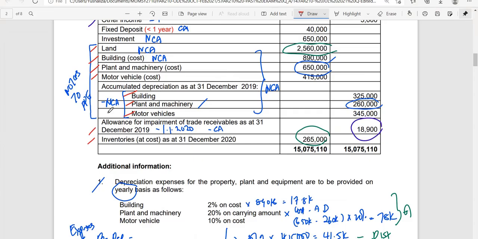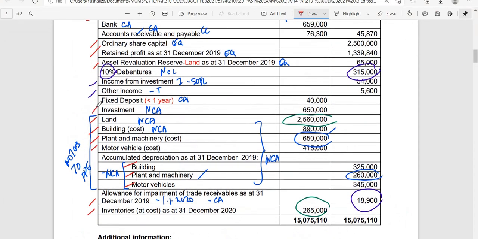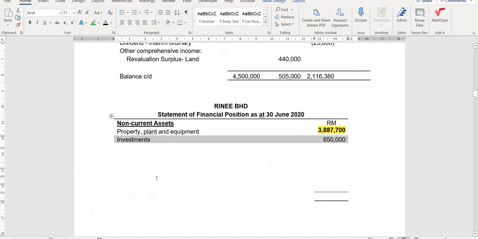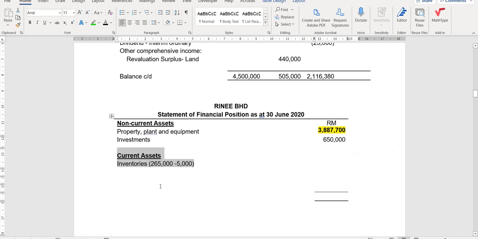The investment is here. Check that, it's here. And then your fixed deposit, since it is less than a year, I've already amended the information. Therefore, the fixed deposit that is less than a year will be under your asset. And before that, I include the inventories. This is the inventory, where you have written down the inventories from cost down to net realizable value of 260.